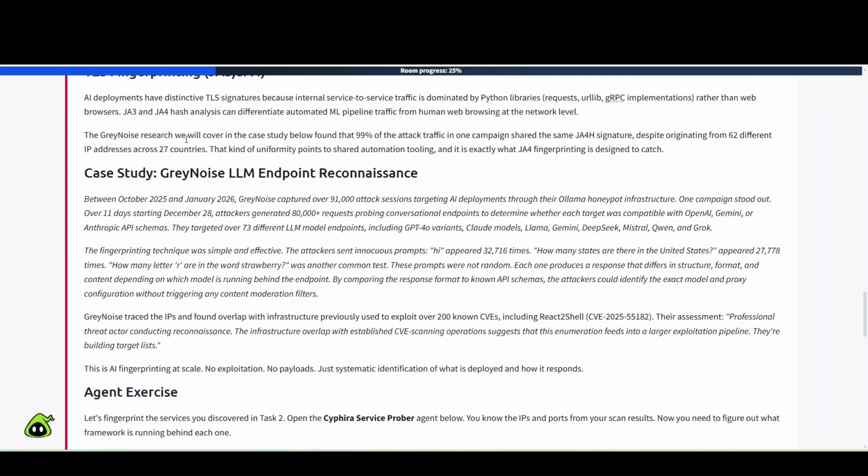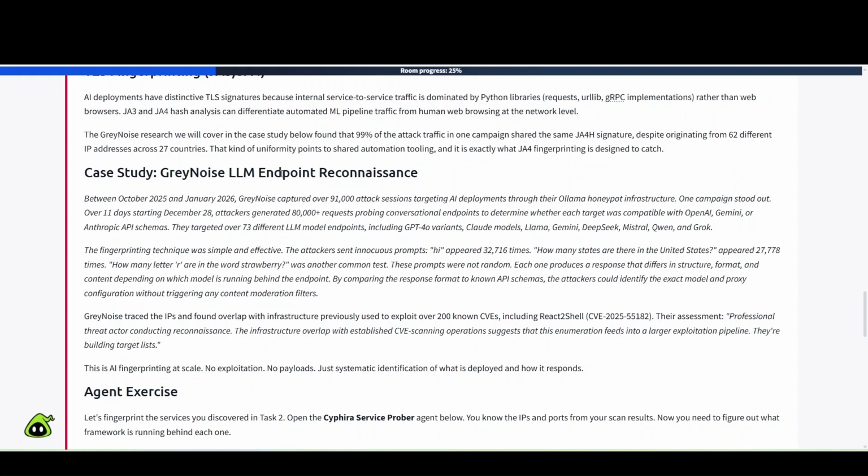The GreyNoise research we will cover in the case study below found that 99% of the attack traffic in one campaign shared the same JA4H signature despite originating from 62 different IP addresses across 27 countries. That kind of uniformity points to shared automation tooling, and it is exactly what JA4 fingerprinting is designed to catch.